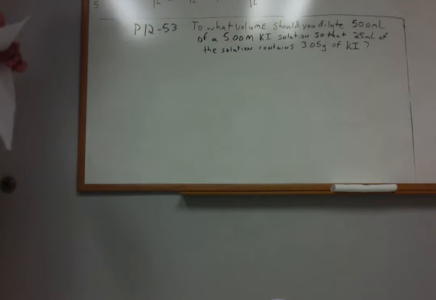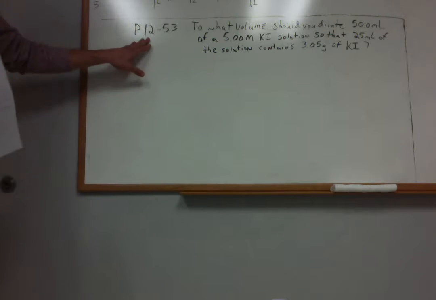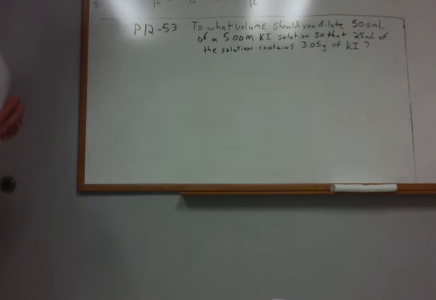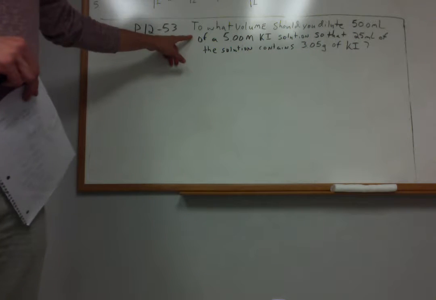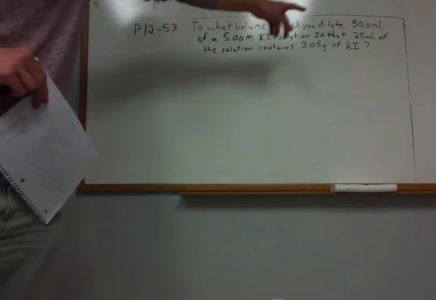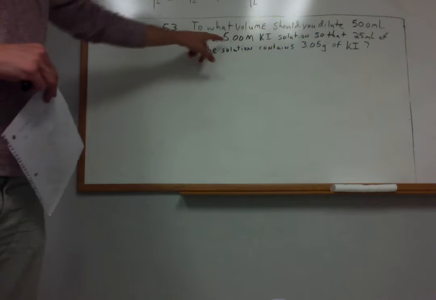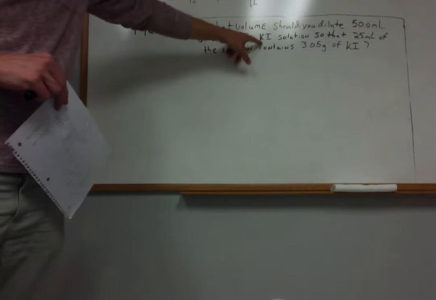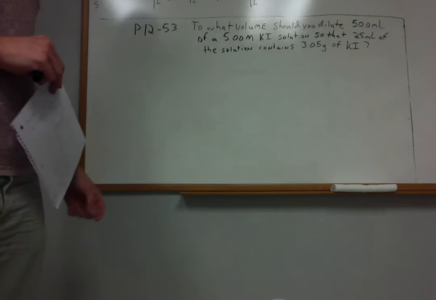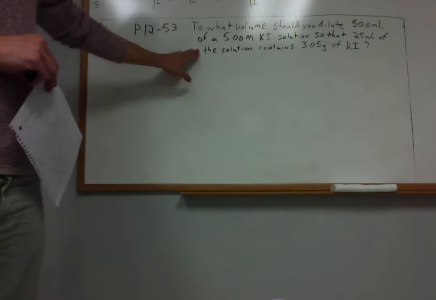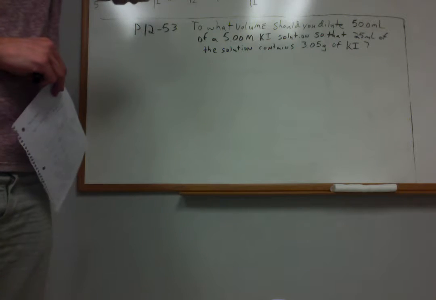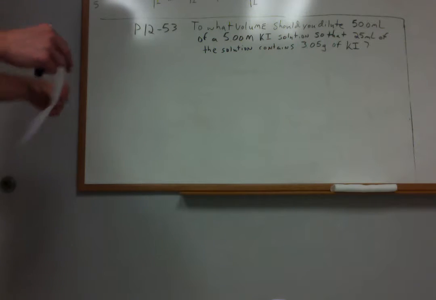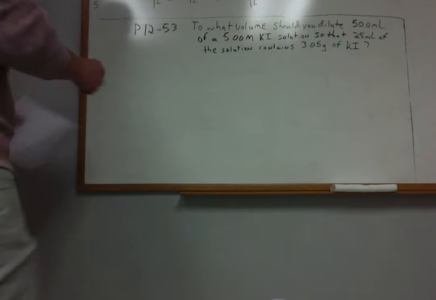Alright, back at another sample problem. This one is also from chapter 12. It's number 53. The problem reads, to what volume should you dilute 50.0 milliliters of a 5 molar potassium iodide solution such that 25 milliliters of the solution contains 3.05 grams of KI? So this is sort of a hypothetical question, okay?